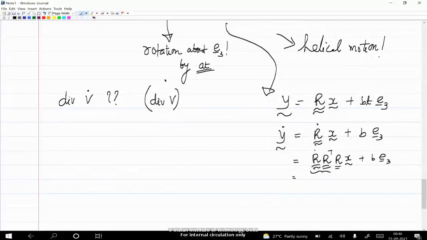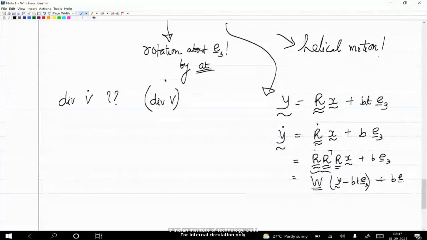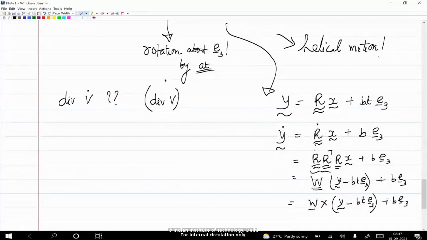And R dot R transpose, you can recall, that's the W, and then you have Rx. So Rx is simply y minus b e3, plus b e3. And then this is also equal to W cross product y minus b e3 plus b e3.